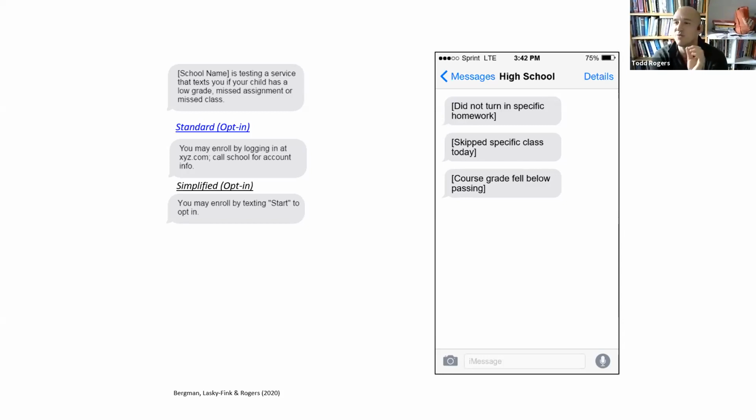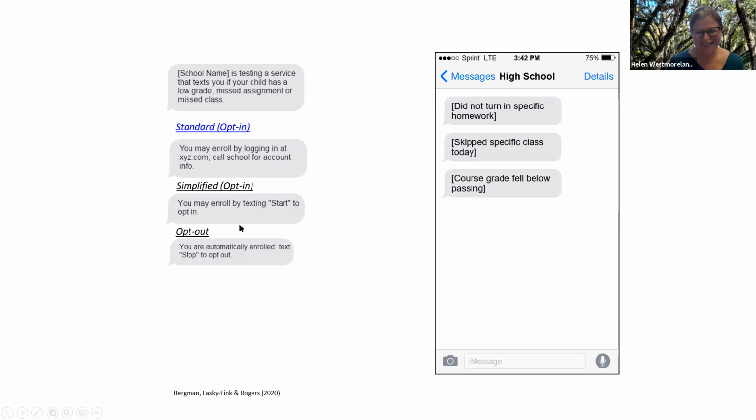Okay. Now how would you do it? What would you do to maximize the percent of parents who engage in this program? You tell them everybody's enrolled and you can opt out. Boom. Okay. Good. No prep at all. So the last condition is you're automatically enrolled. Text stop to opt out.